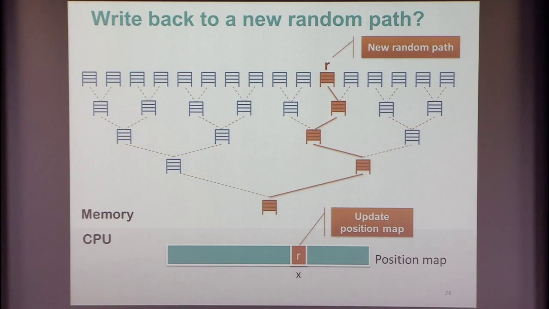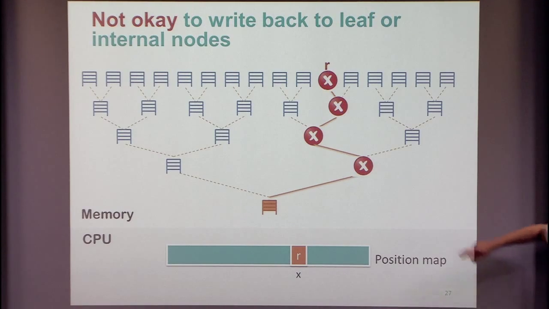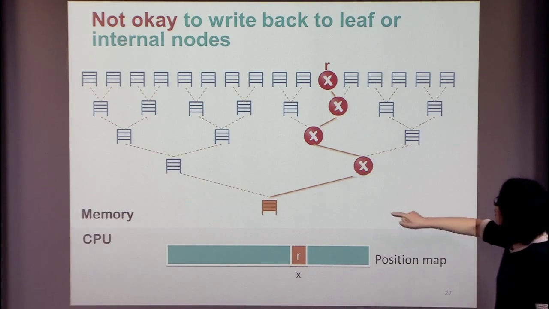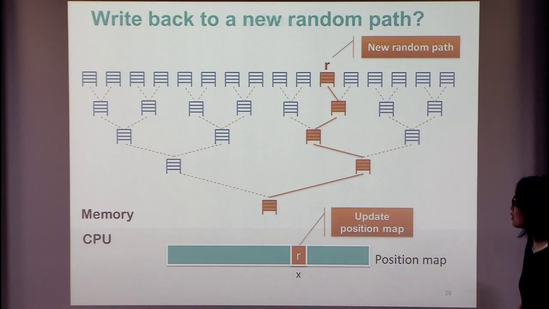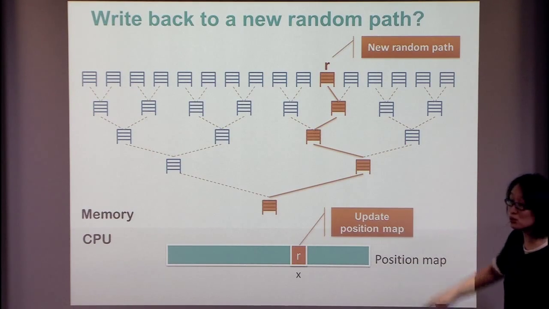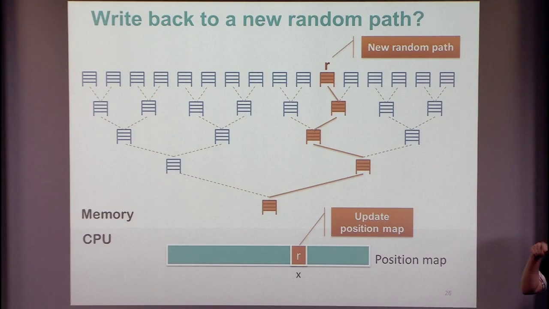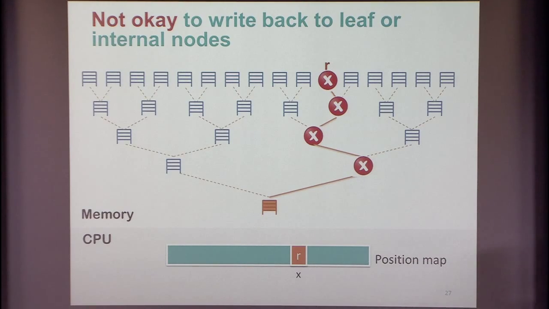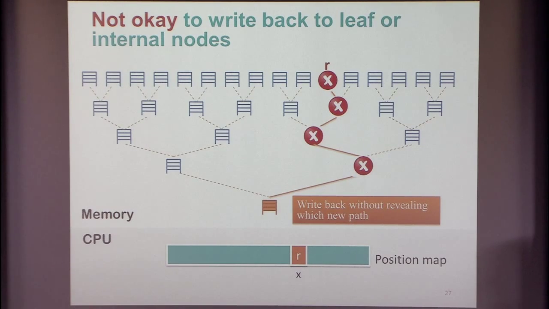What else do we have to do? Obviously, we have to write block X to the orange path. And how do we do this? Unfortunately, it's not okay to write X to the leaf node or any of the internal nodes. For instance, if you write X to the leaf node, then the adversary can observe that some block from the purple path is now relocated to the orange path. So the adversary can remember this linkability. Similarly, you shouldn't be writing to any of the internal nodes. Therefore, the challenge is how you can write the block back without revealing which new path it is.